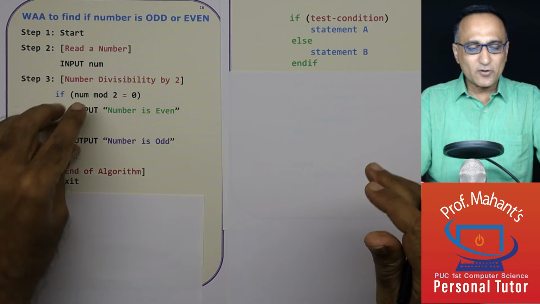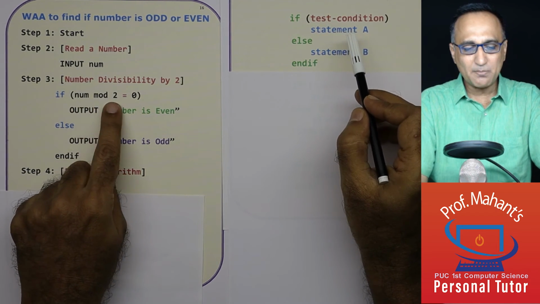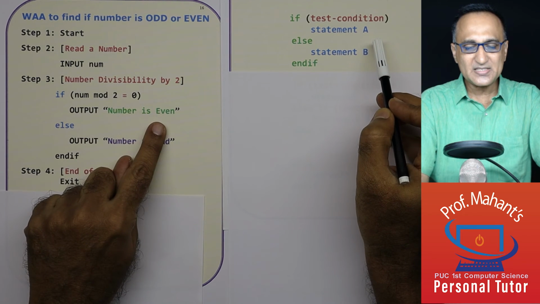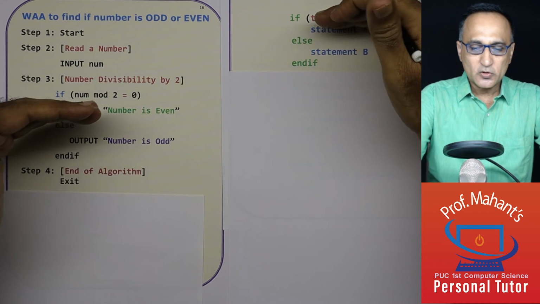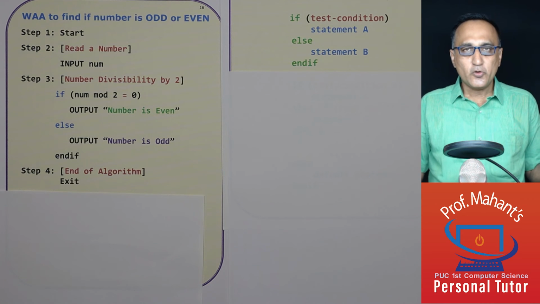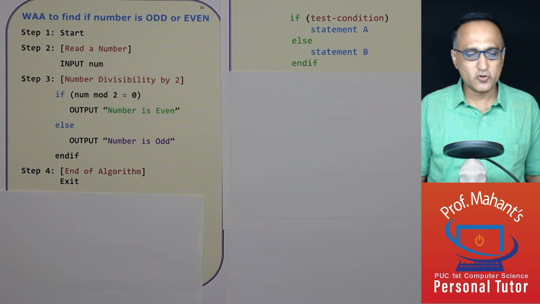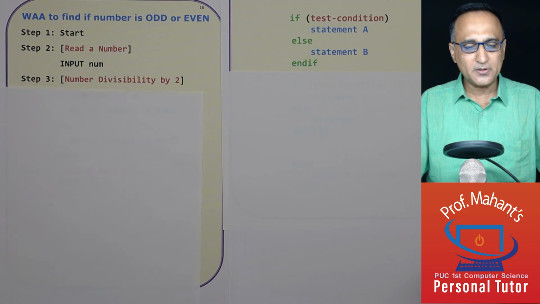So let's try to compare this with this fellow. What is the test condition here? Num mod 2 equal to 0. Statement A is output number is even. What is statement B? Output number is odd. So this way there is a one-on-one matching between if and else. You use if and else statement whenever there are only two possibilities. Either one is true and one must be false. Both cannot be true.